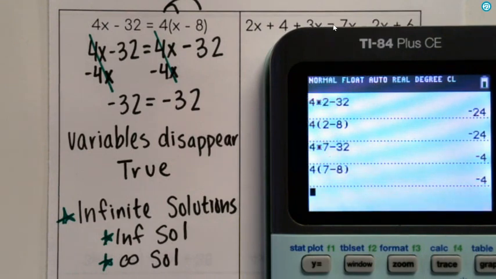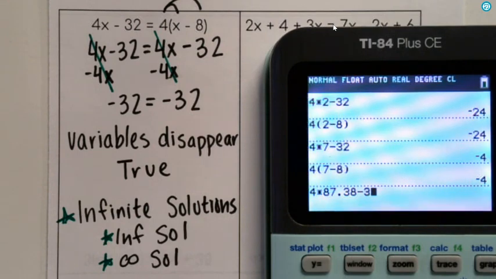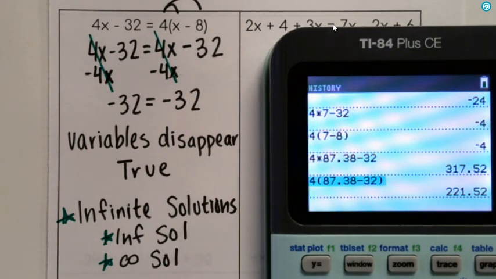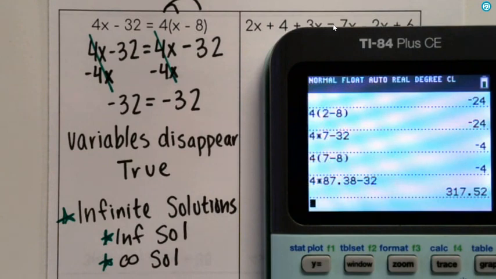I could plug in any number, literally an infinite number of numbers, every number, and it would correctly be a solution. Let's do 87.38. I'm trying to show you that it's super random. Now I gotta remember that. 4 times 87.38 minus 32, I get 317.52. If I do that on the other side, 4 times 87.38 minus 32. Oh, what did I mess up? Oh, I put in minus 32 instead of, I need to do 4 times 87.38 minus 8.